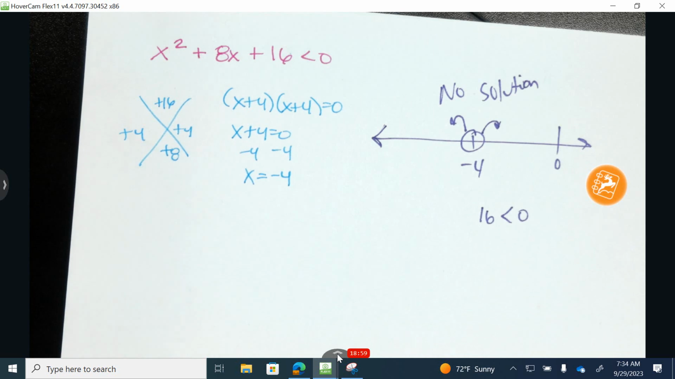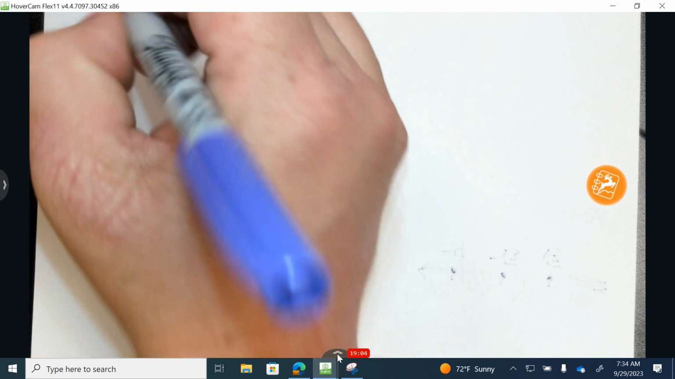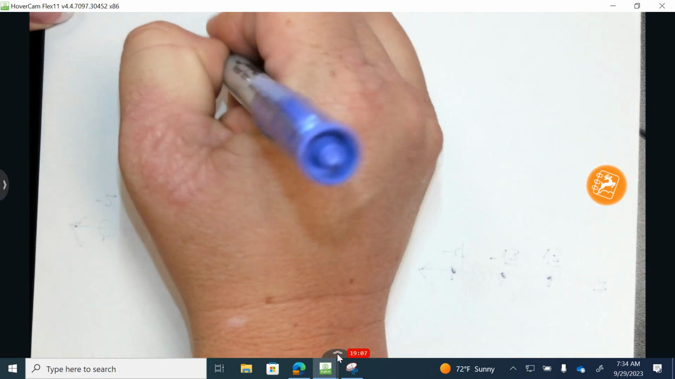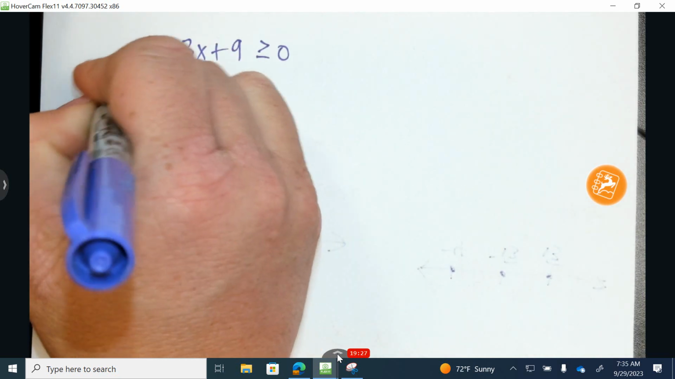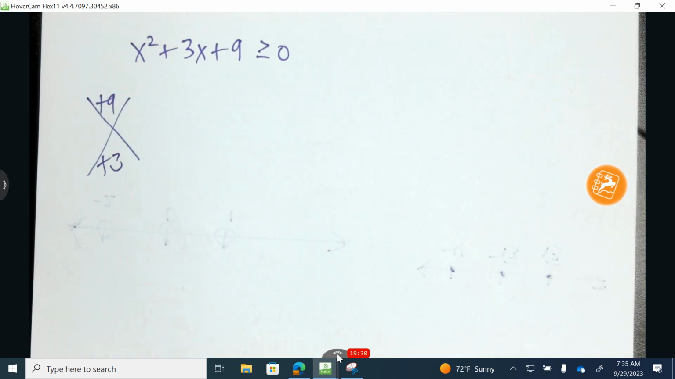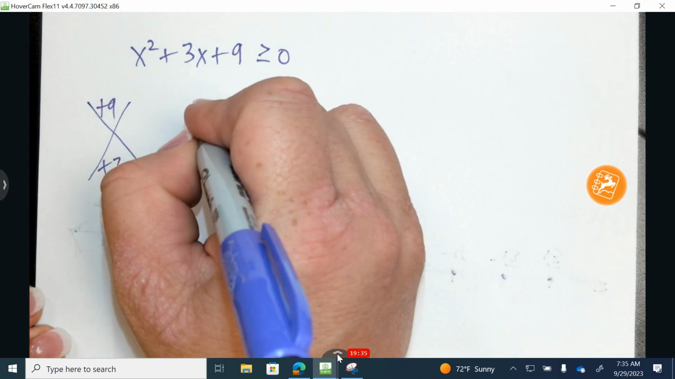Okay, we're going to go to our last problem. Very last problem here. Please plug in this one: x squared plus 3x plus 9 is greater than or equal to 0. So can we factor this? Go ahead and factor it, please. Can we think of anything that multiplies to give us 9 and combines to give us 3? Anybody? 1 and 9, 3 and 3 doesn't work. Okay, let's go quadratic formula.